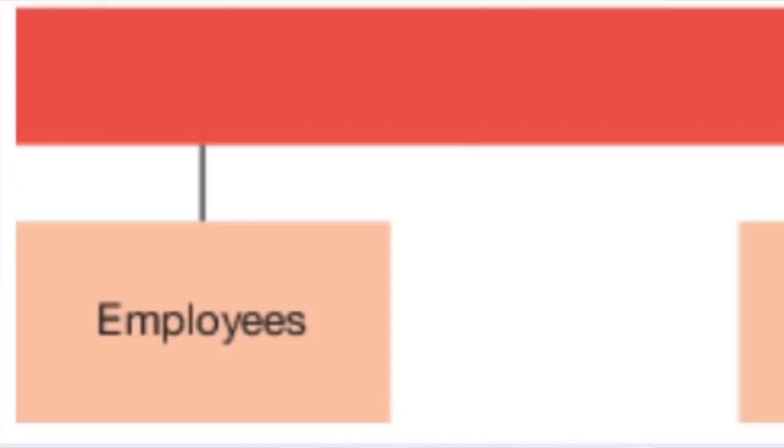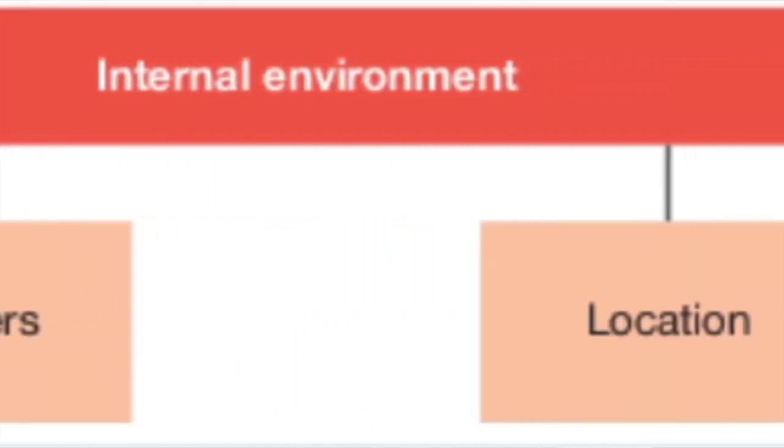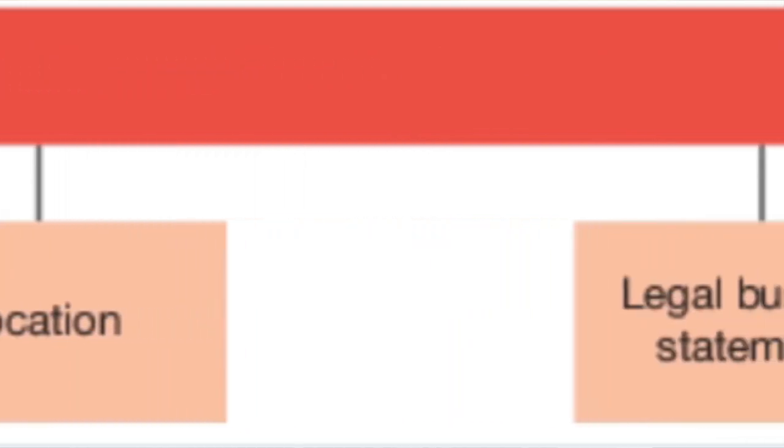The internal environment consists of factors inside the business such as employees and managers, locations, and legal business structures. The internal environment to some extent is influenced by the external environment. Both will have an effect on the decisions made when planning a business. However, this topic, the internal environment, will be explored in greater detail in another video.